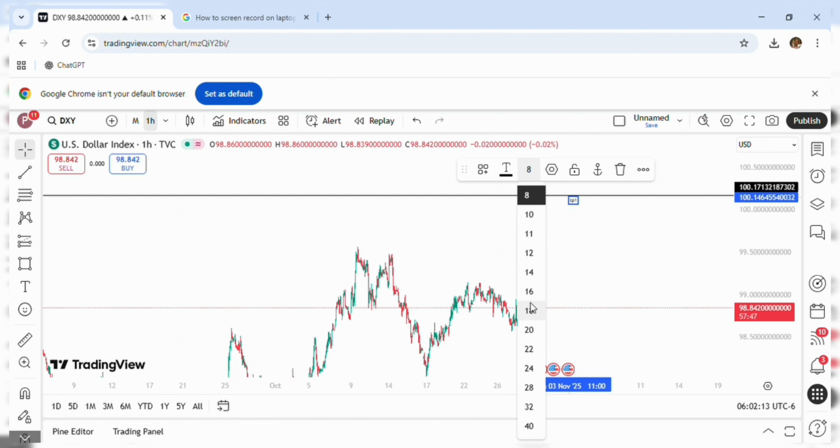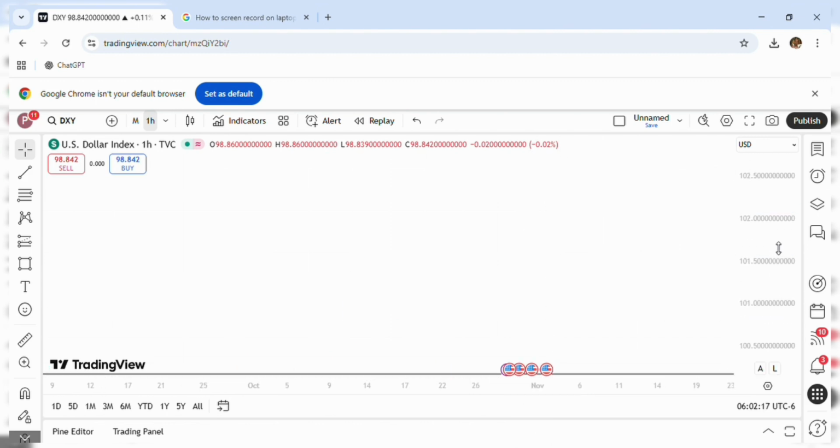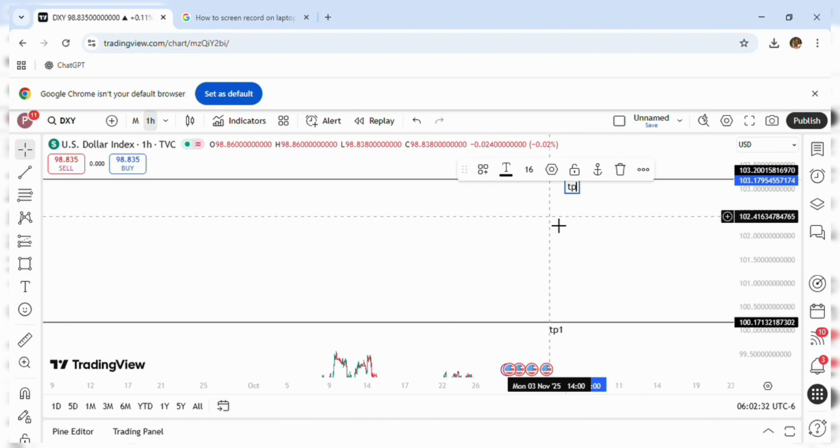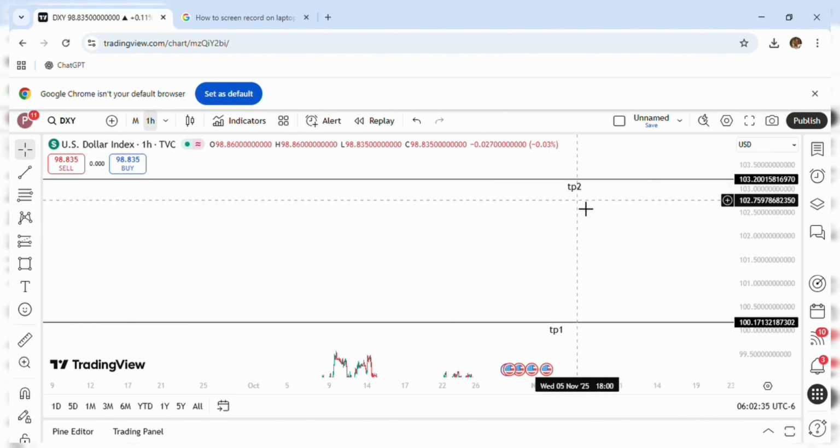Let me make it a bit bigger. This is our TP1 and the TP2 is pretty huge and large. If this trade plays out as analyzed, then that would be nice for everyone. TP2. Okay, so these are TP1 and TP2.